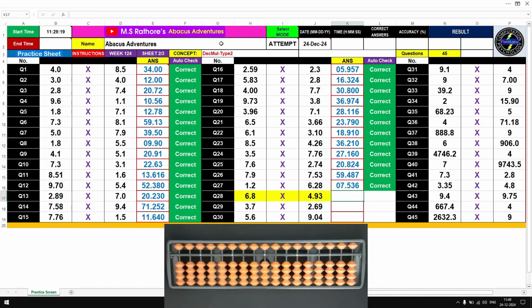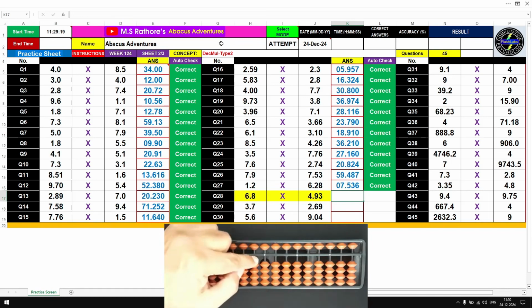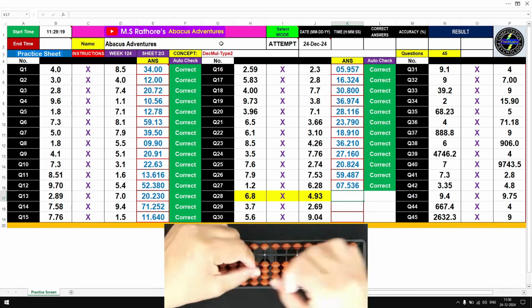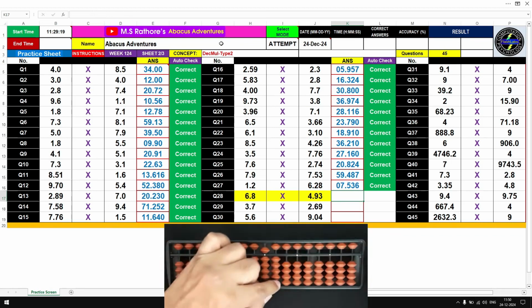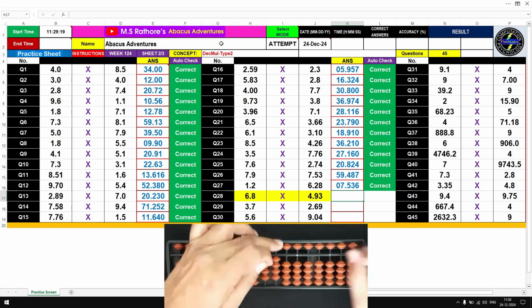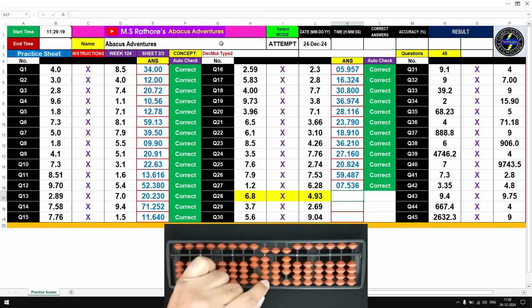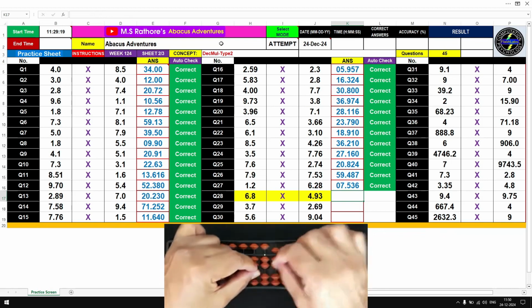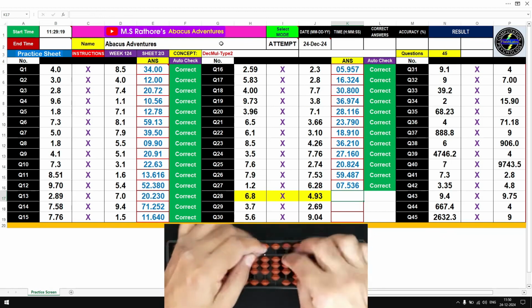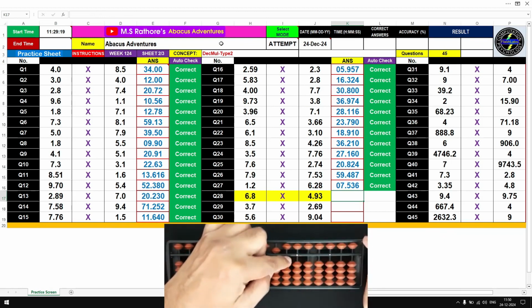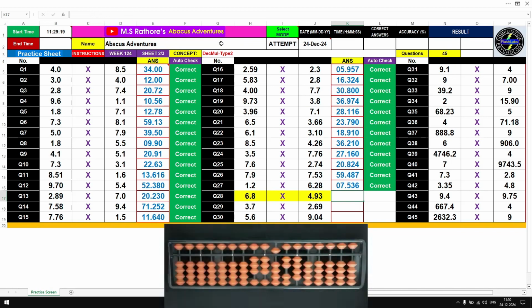Question number 28, 6.8 multiplied by 4.93, beginning from rod number 2. 6 4s are 24, shifted. 6 9s are 54, shifted. 6 3s are 18. Round 2 begins now. 8 4s are 32, finger shifted. 8 9s are 72, finger shifted. 8 3s are 24, and the answer is 33.524.